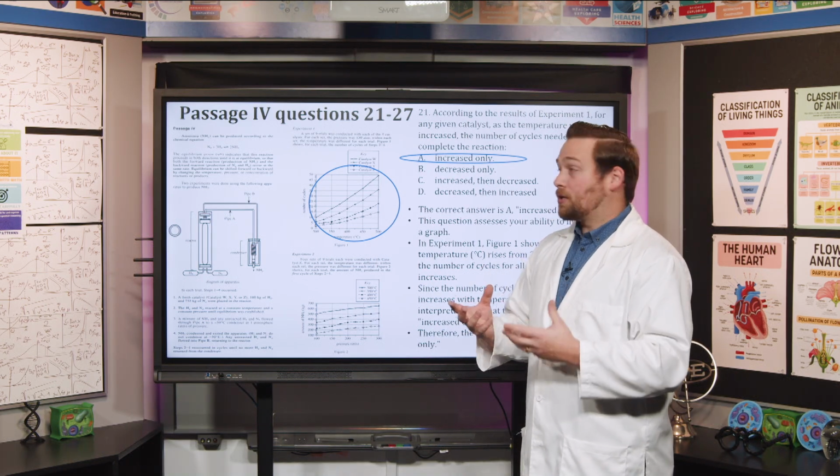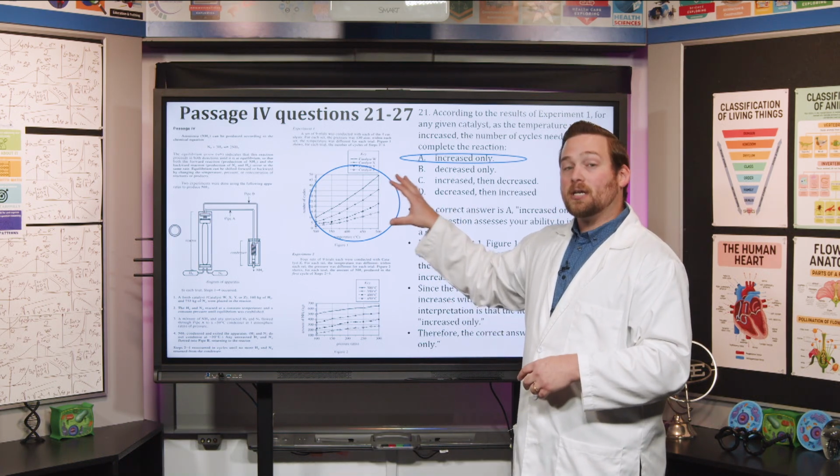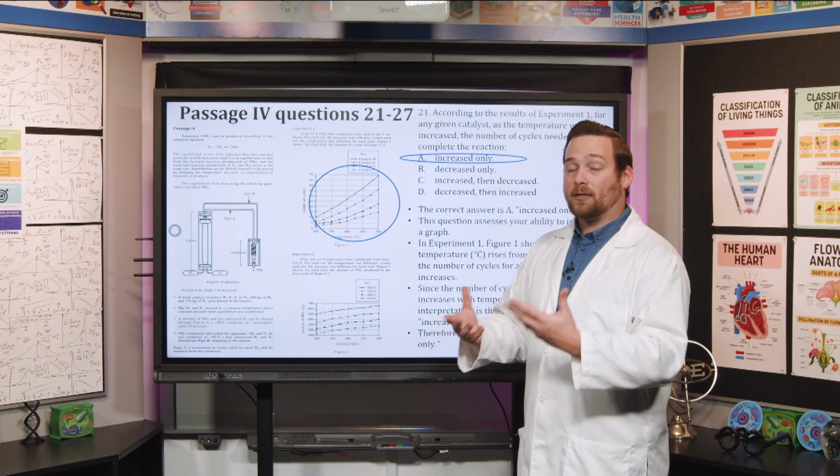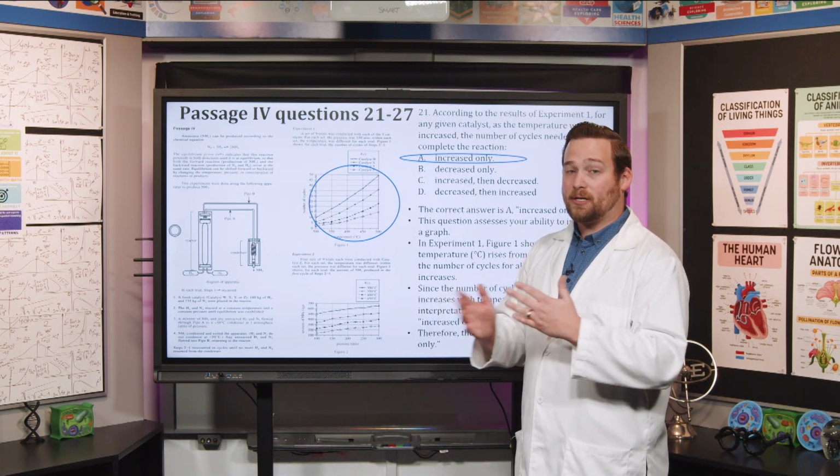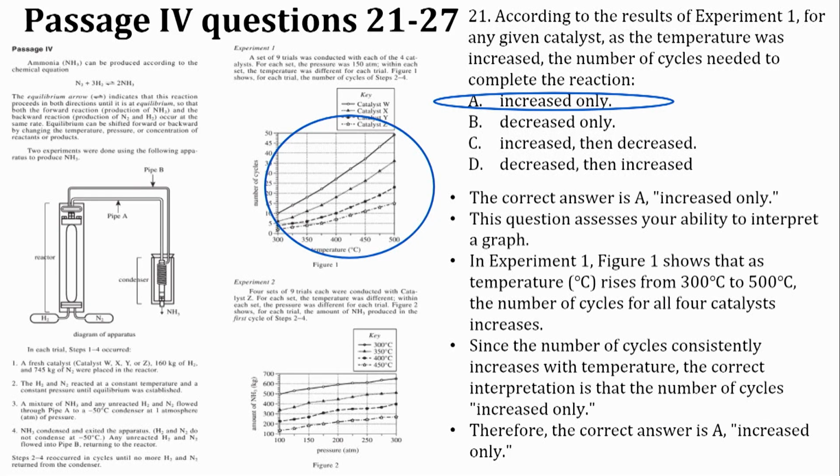So what you want to do, anytime you see a graph like this, very quickly try to find those relationships. Try to find that trend or that pattern, because the odds are you're going to get a question about it. If you go ahead and try to find that trend, it's going to save you time down the road.